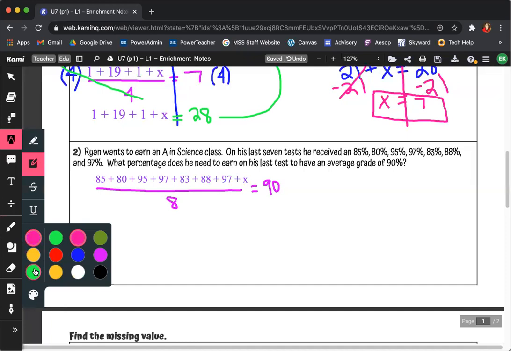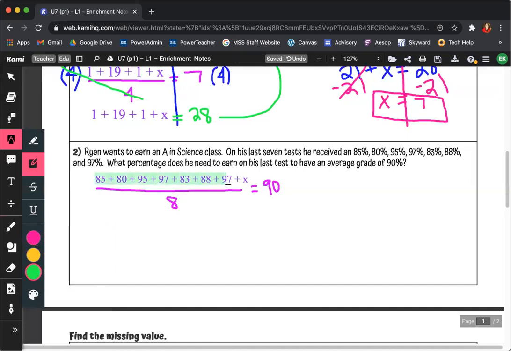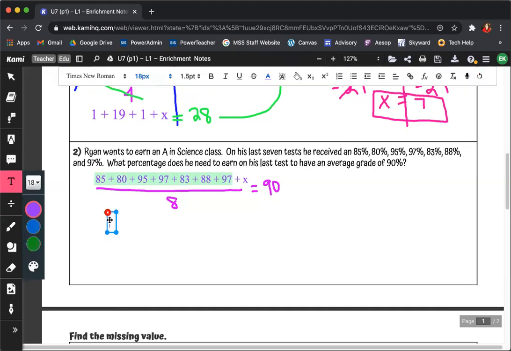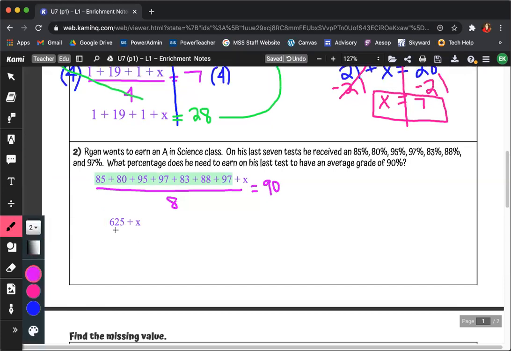What I'm actually going to do to make it easier is simplify on this side before I do anything else, slightly different than the first problem, so that we get a much easier number to work with. So I'm going to add 85 plus 80 plus 95 plus 97 plus 83 plus 88 plus 97, and I get 625. So when I simplified this, I got 625 plus x divided by 8 is what we want to equal an average of 90. Now this is a little bit easier to see.